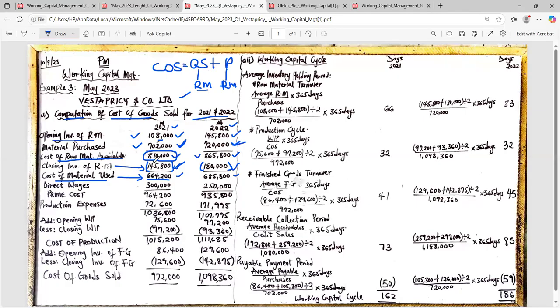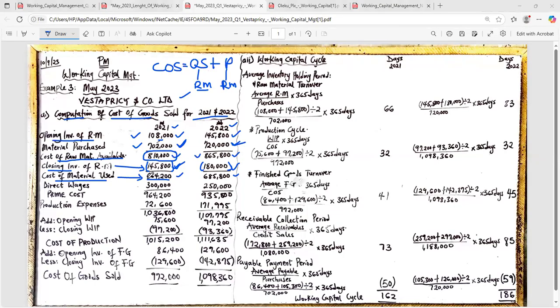I have 810 that is available for me to use. At the end of the year, we are told our closing stock, which means the one that we did not use, is 145,800. That means that the one that we use is what? 664,200. It's as simple as that. That is the logic. So that is our cost of raw material used.